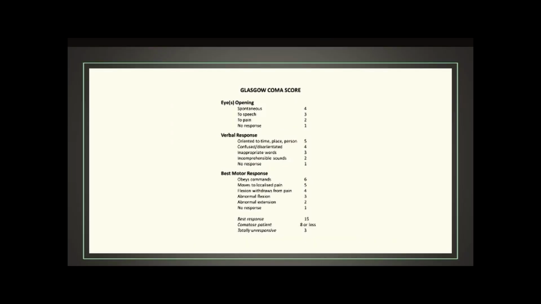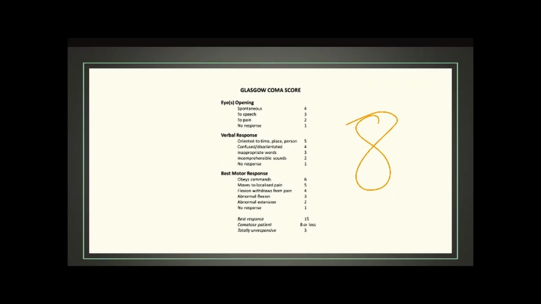Glasgow Coma Scale. This tells you how alert your patient is. What do I want you to know? The key number is 8. If they're less than 8, you have to intubate. But what does it also tell me? If best response is 15 and they're 8 or below, what do I have to keep in mind about medications now? No PO. Everything's got to be IV because they can't swallow anything.